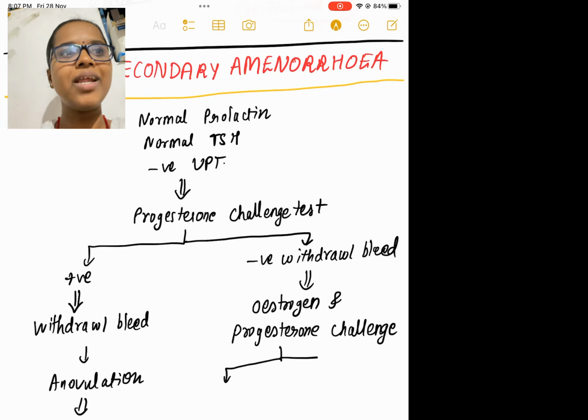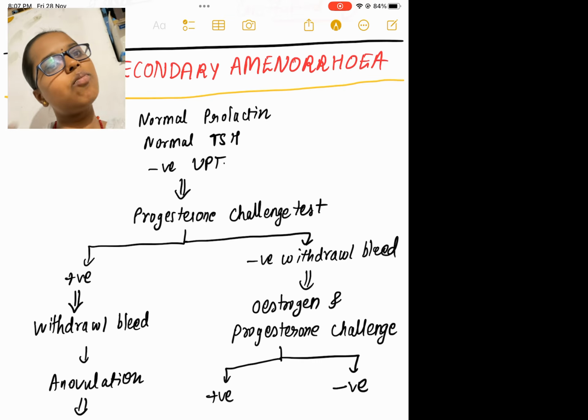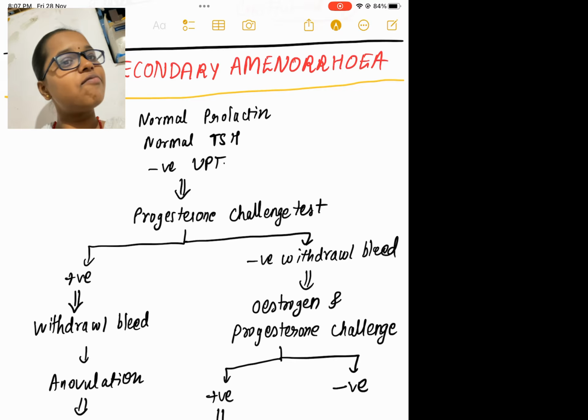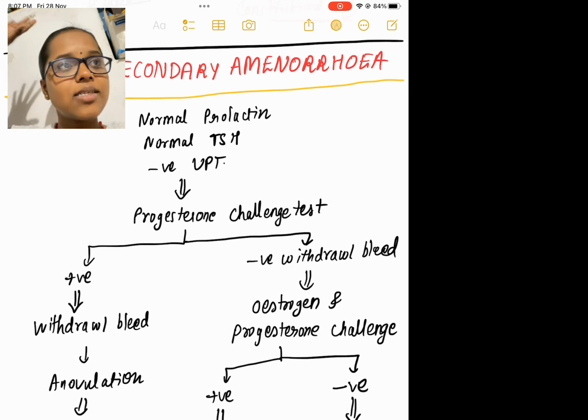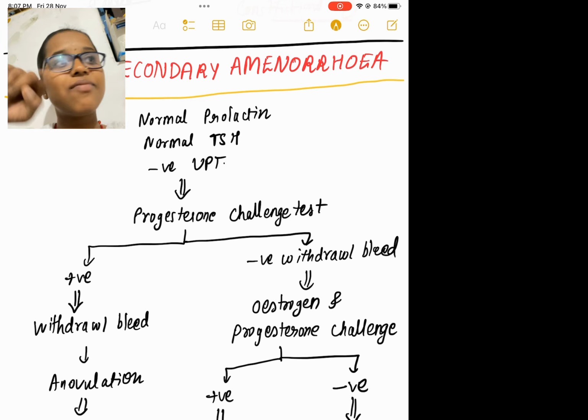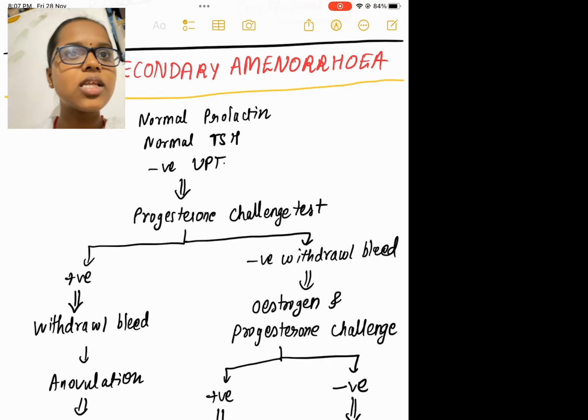But if there is no bleed, give estrogen also, as in the follicular phase we have estrogen. So give both estrogen and progesterone. If she bleeds after estrogen and progesterone, that means estrogen was not there; by adding the estrogen component, there is a bleed. So that means the problem lies in the central nervous system.